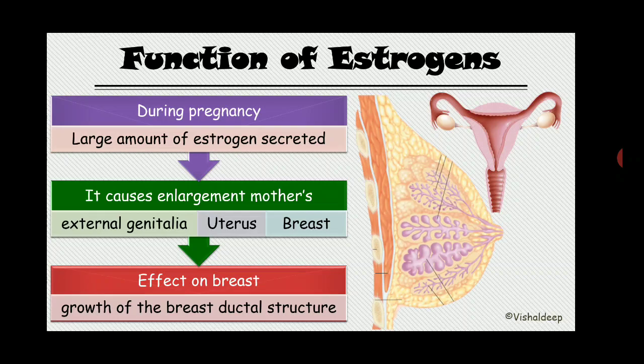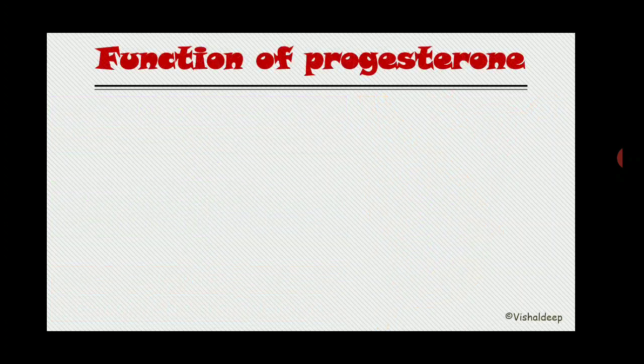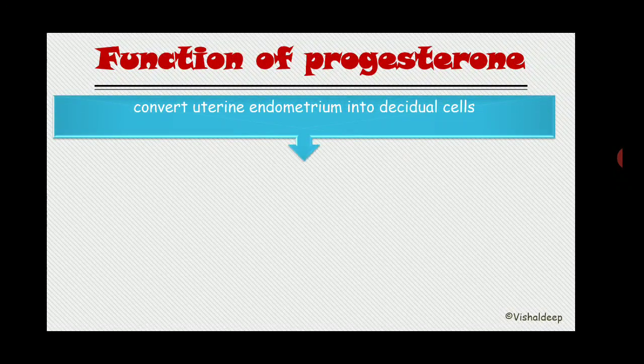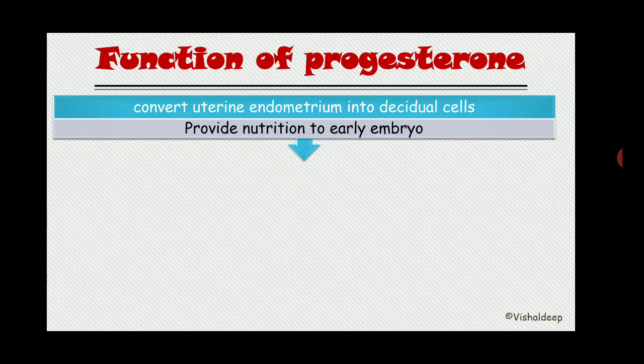Now as far as progesterone is concerned, progesterone is also secreted from the placenta from the syncytial trophoblast, so there is nothing new. Now let's skip that portion and discuss the function of progesterone. Basically it converts the uterine endometrium into decidual cells. So progesterone makes the endometrial cell rich in nutrition, right? And it provides nutrition to the early embryo.